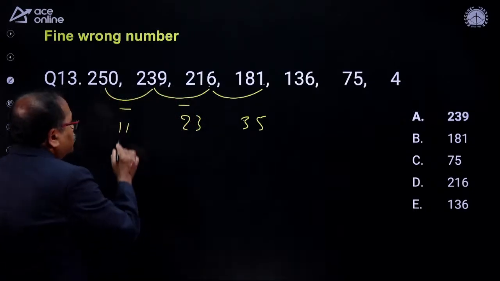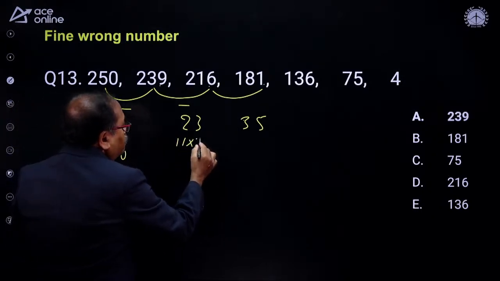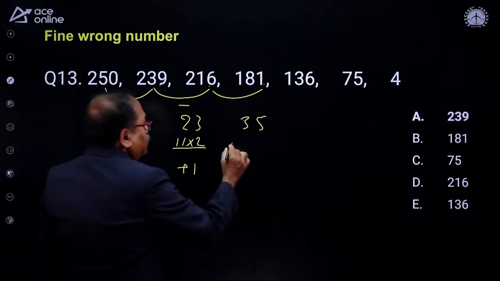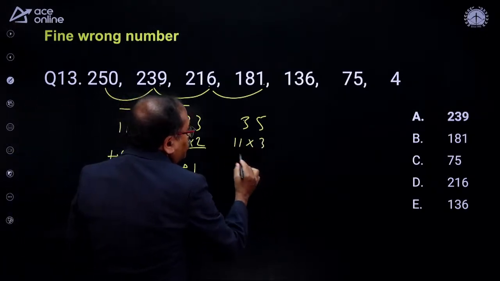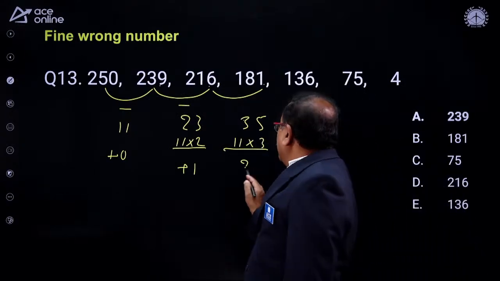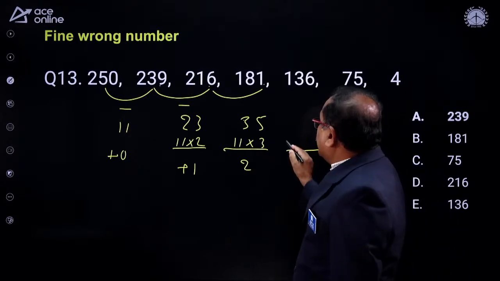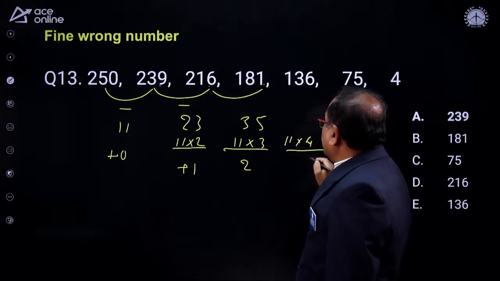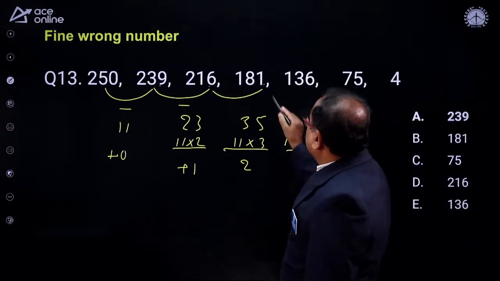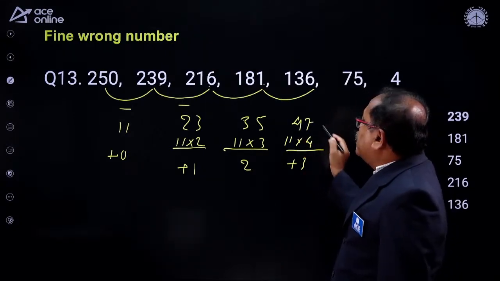So I noticed that is 11 plus 0, this is 11 into 2, that is 22 plus 1, ये हमें दिखा है, and then 11 into 3, that is 33, and plus 1 plus 2 दिख रहा है आपको? Yes. So if I follow this pattern, then the next one should be 11 into 4, that is 44, and plus 3, that's 47. यहाँ से यहाँ का difference 47 होना चाहिए. Check that whether 47 is there or not.